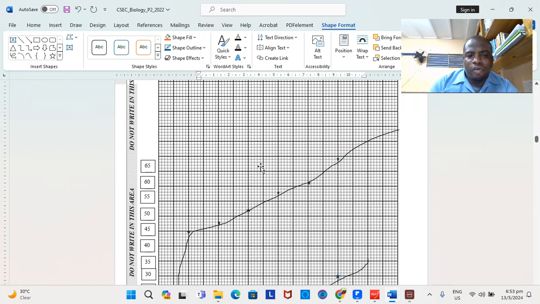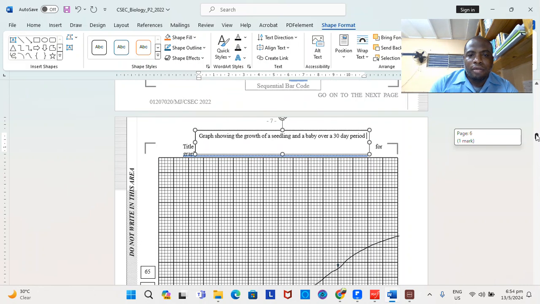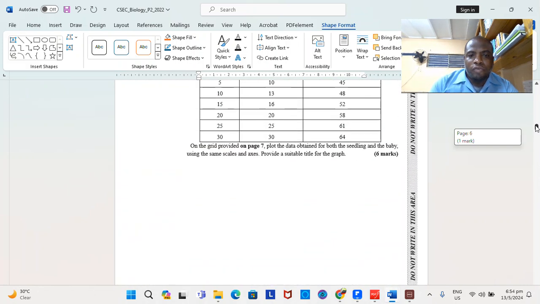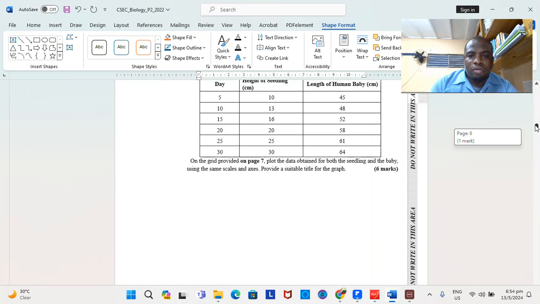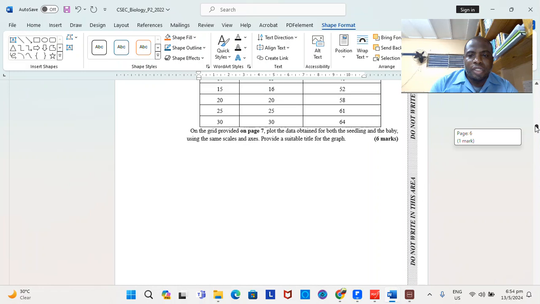Remember, because of how I was doing the input of the numbers, you would have still labeled this axis with the height slash length in centimeters for the baby or the seedling. That would have been needed right there. So if we go back, we would have completed just doing that, would have provided you with 6 marks.